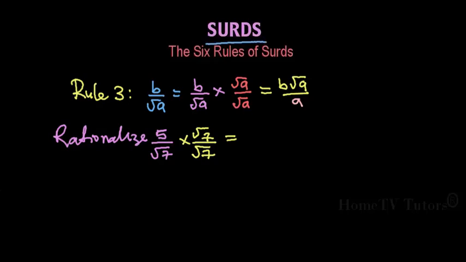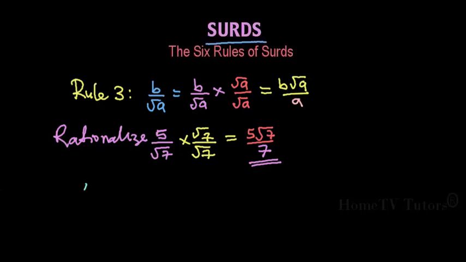So the numerator we now have 5 times square root 7, which gives us 5 square root 7 over, at the denominator, square root 7 times square root 7 gives us 7. So this cannot be further simplified. Good. Alright, so let us see another brief example.